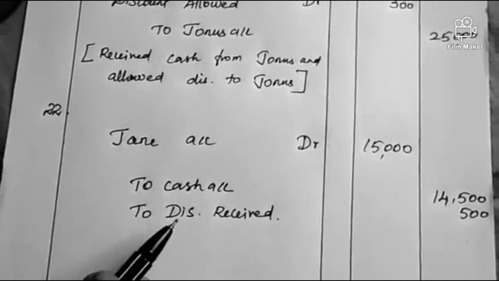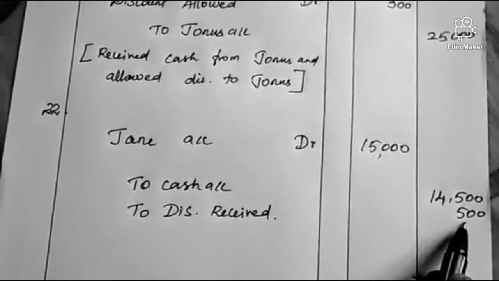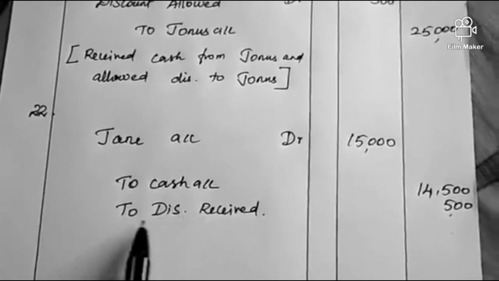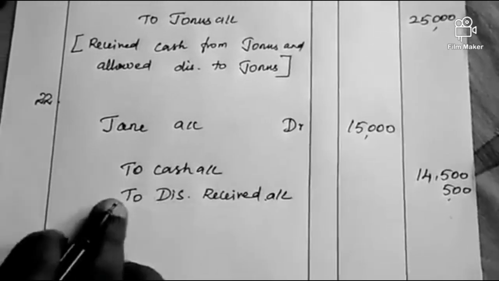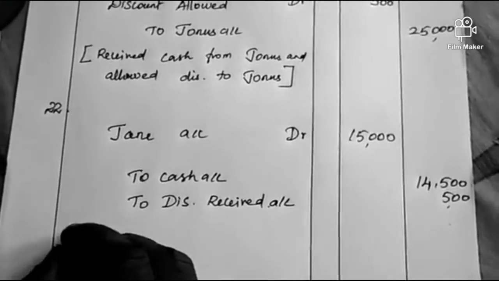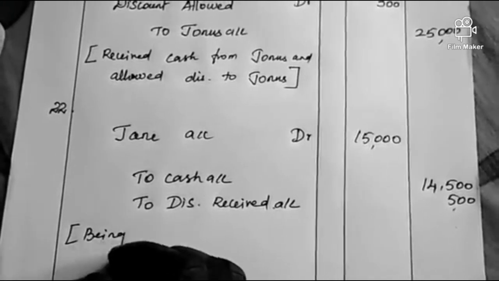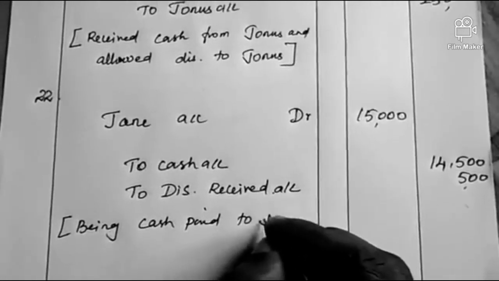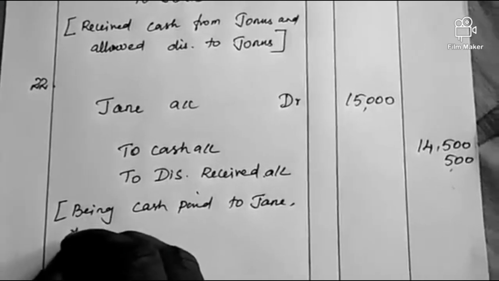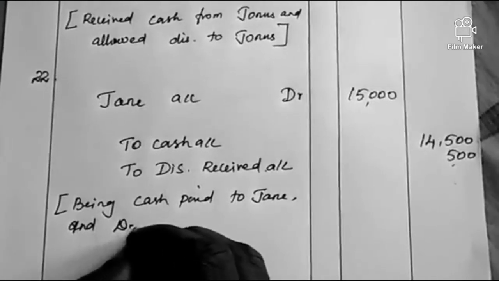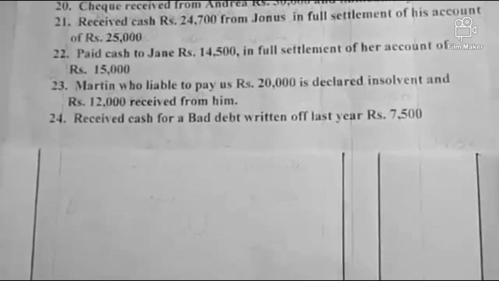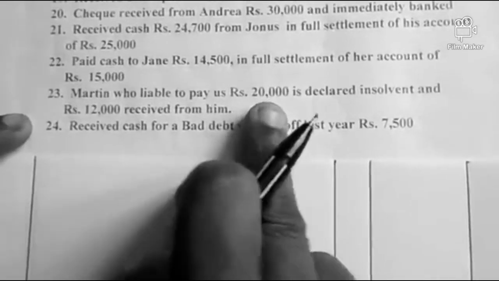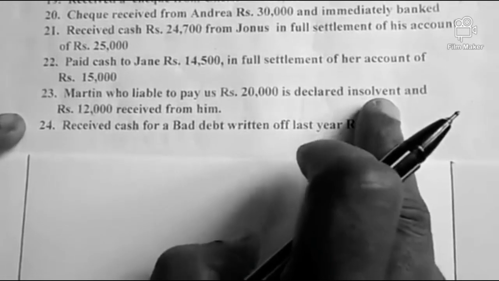Jane allowed discount to you. You have received discount from Jane. So it is an income for the business. So all incomes and gains will be credited. So discount received will be credit. Narration: being cash paid to Jane and discount received. Next transaction, Martin, who is liable to pay us 20,000, is declared insolvent.